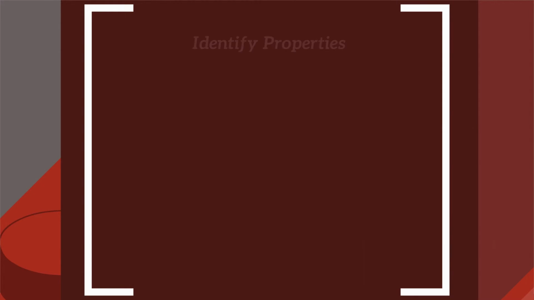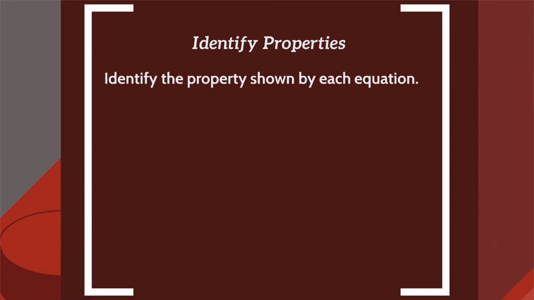So we've learned all the properties in this lesson. It's now time to study how to identify properties. Let's test how much we know the properties that we've discussed by identifying the properties shown by each equation. First, we have the quantity 8 times 9 multiplied by 10 is equal to 8 multiplied by the quantity 9 times 10. Which property was applied here?